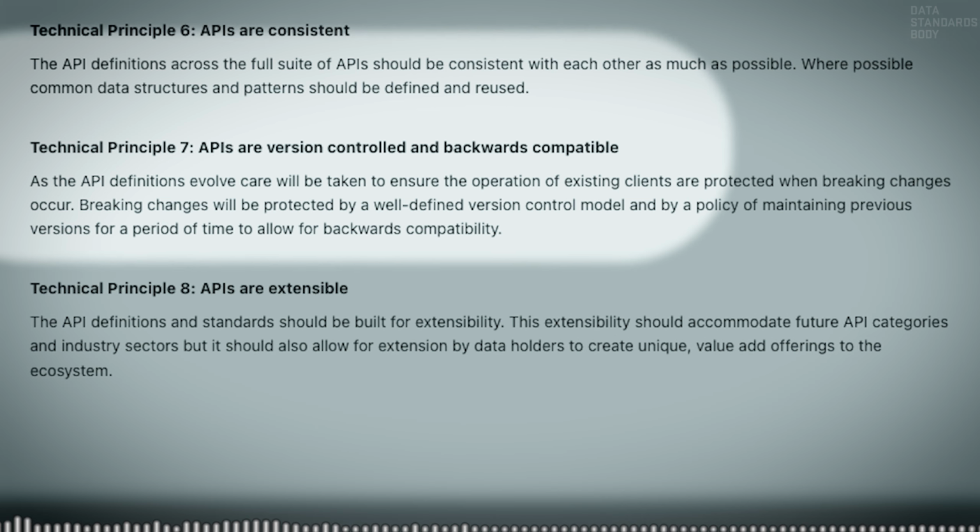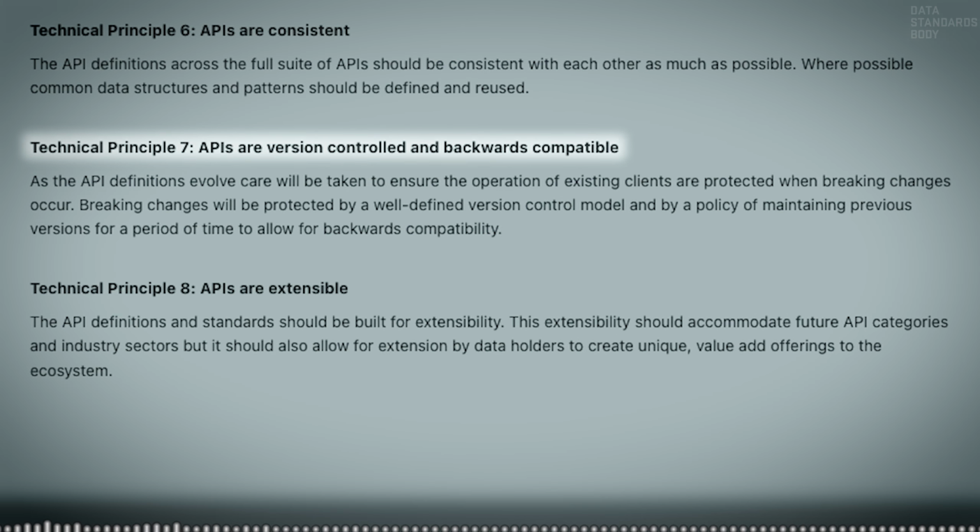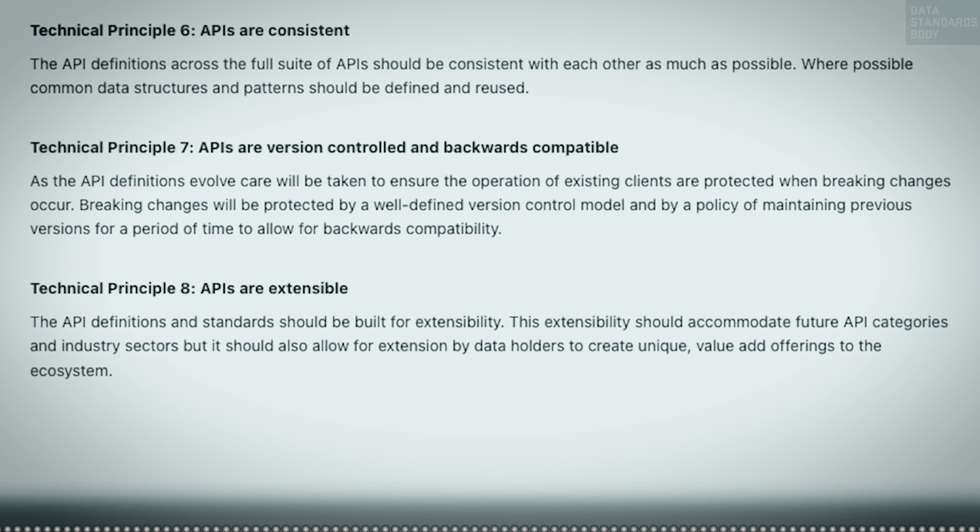Technical Principle 7. APIs are version controlled and backwards compatible. As the API definitions evolve, care will be taken to ensure the operation of existing clients are protected when breaking changes occur. Breaking changes will be protected by a well-defined version control model and by a policy of maintaining previous versions for a period of time to allow for backwards compatibility.